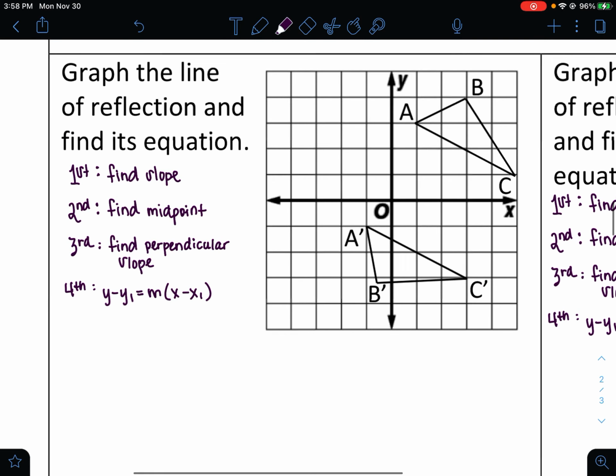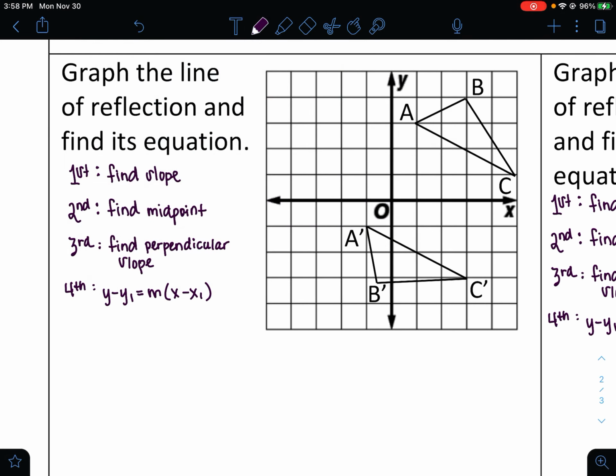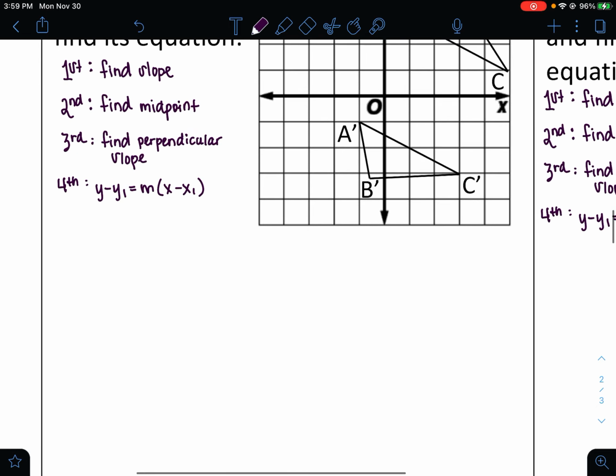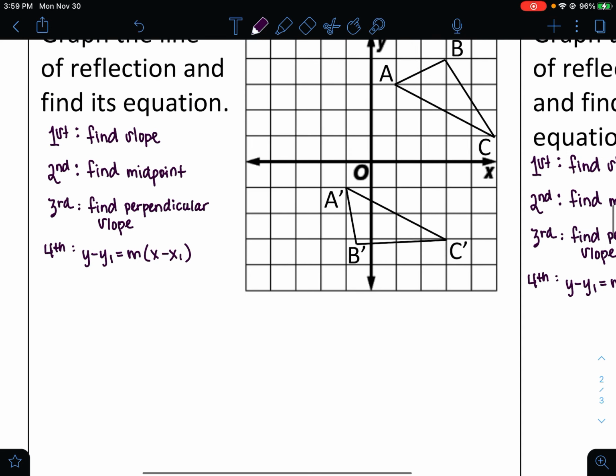So let's look at the first example for this. Okay, so it says graph the line of reflection and find its equation. We're actually going to do this backwards. Yes, there's a way you can look at the graph and tell, but we're going to do it backwards. We're going to do the equation first, then we're going to graph it. So the first step is you need to find the slope. So to find the slope, pick a point. I'm going to pick point A because why not? Join it to point A prime and find the slope.